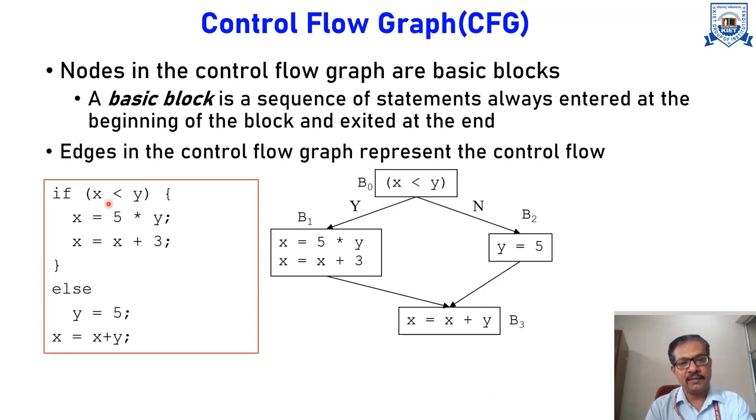And if the condition fails, yes means true, no means false here. So if this is false, what is happening? y equals -5 gets executed. This I put in another node represented by B2. And whatever the condition, whether you move this way or this way, finally the statement x equals x plus y gets executed, which is represented by another node, B3. So this is the control flow graph representing the program that is given, right?